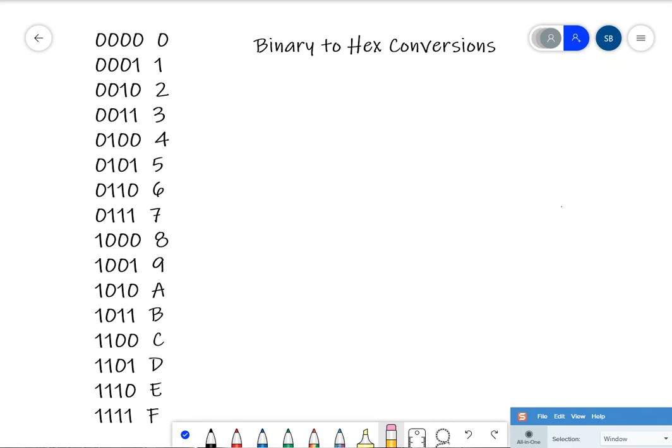Okay, in this video we're going to do binary to hexadecimal conversions, and we're going to show you some examples. Those examples will define the procedure, and it's a pretty simple process. So over on the left hand side you see a chart.